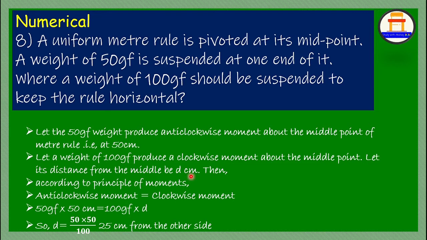Imagine this is a meter rule pivoted at the middle. Towards its left side, the anti-clockwise side, 50 gf is suspended, and towards its right side, not exactly at the end but somewhere in the middle, 100 gf is suspended. From the pivot till there, the distance is 25 centimeter.